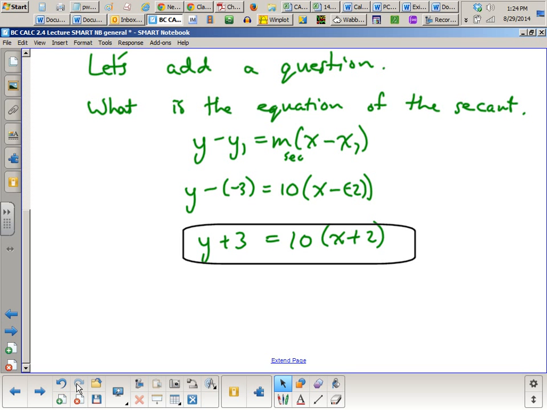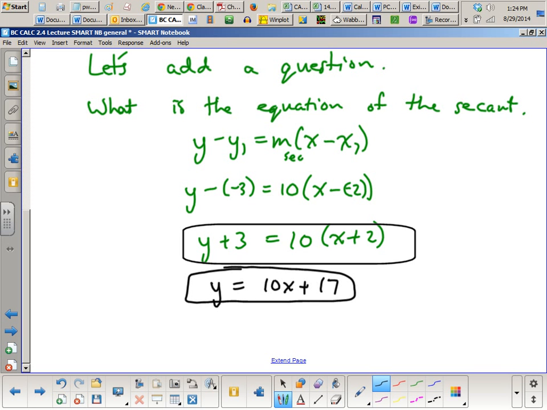Point slope form is much faster in calculus. Okay? If you want point slope form, distribute your 10 and bring the 3 to the right side. So you don't have to make that the answer? You can leave it like that? Yeah, you can. This is the y equals mx plus b form if you insist. Okay? This is 10x plus 20 and I move the 3 over.